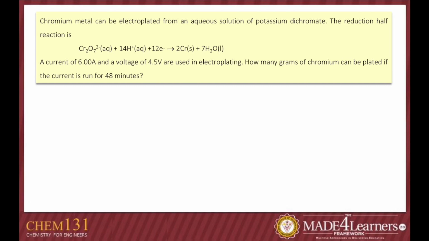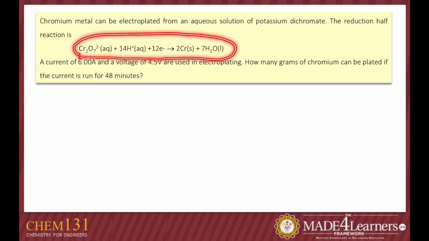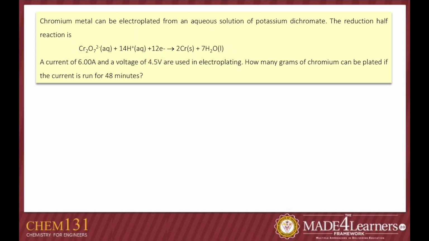Chromium metal can be electroplated from an aqueous solution of potassium dichromate. The reduction half reaction is given. So we are already given here the reduction half reaction. A current of 6 amperes and a voltage of 4.5 volts are used in electroplating. How many grams of chromium can be plated if the current is run for 48 minutes?